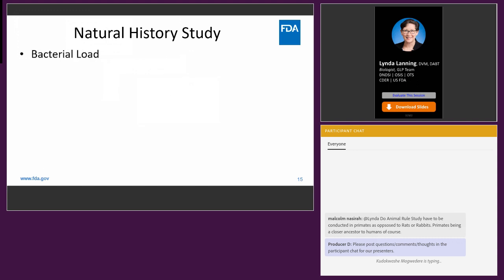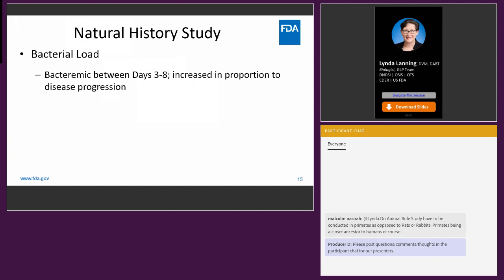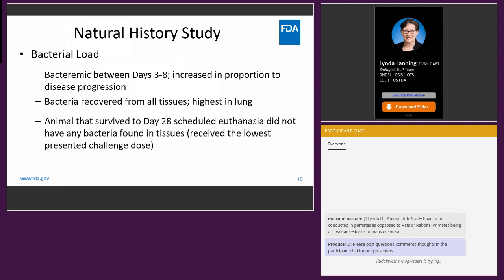All animals were shown to be bacteremic between days 3 and 8, and the bacterial load in the blood increased in proportion to disease progression. Bacteria were recovered from all tissues examined, with the highest amount found in the lung. The 1 animal that survived to day 28, scheduled necropsy, did not have bacteria in any examined tissues. Remember, this particular animal received that lowest challenge dose of 43 CFU.